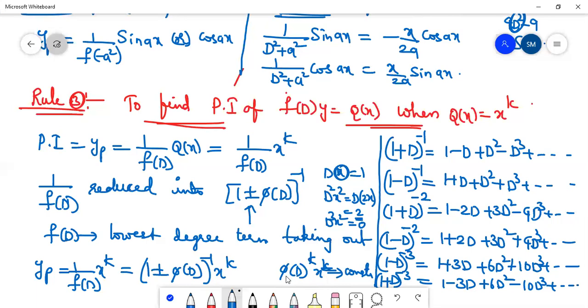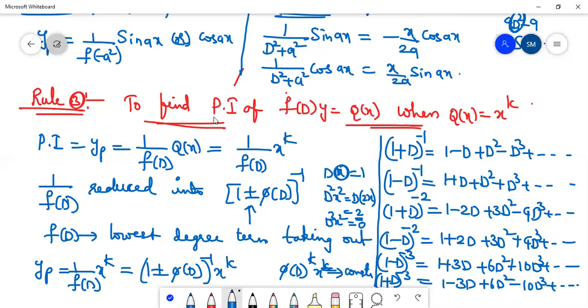That is the clue for the expansion of 1 plus phi of d whole inverse. In the place of phi of d, I can expand with d only. In the place of d, whatever the function of d is, we take it. In that, 2 terms will come or 3 terms will come, that depends on the problem only. These are the important rules for finding the particular integral for individual functions in x variable.